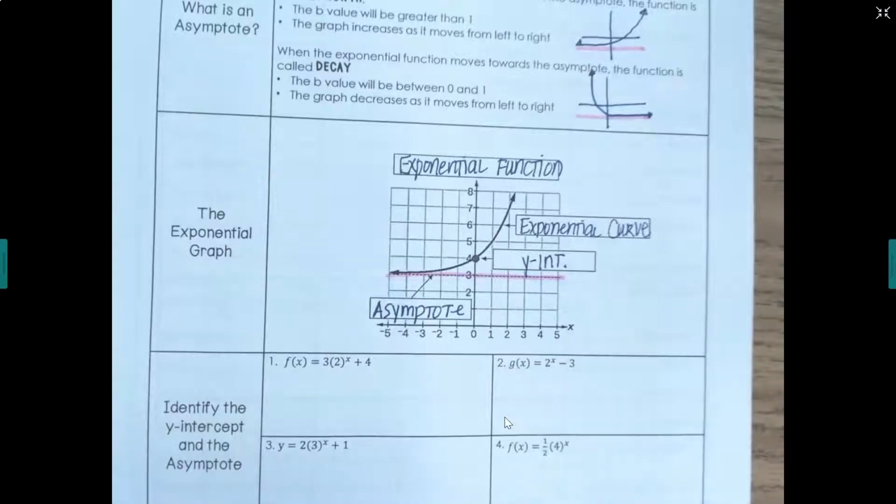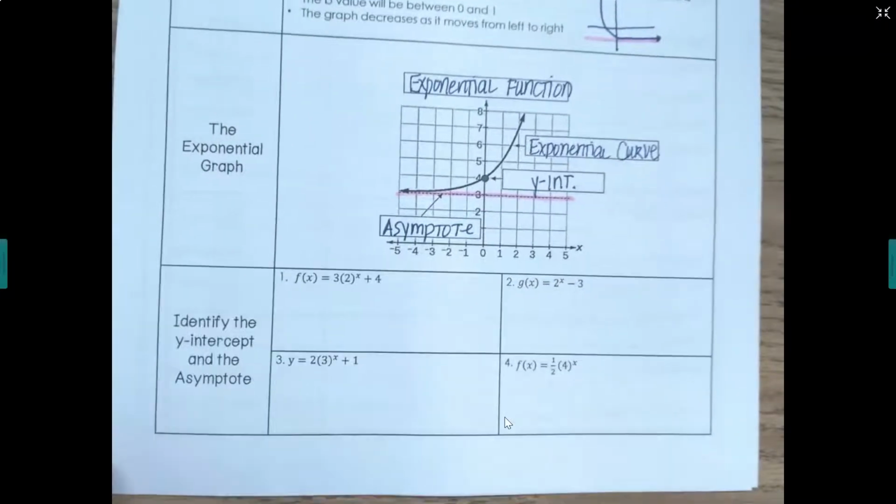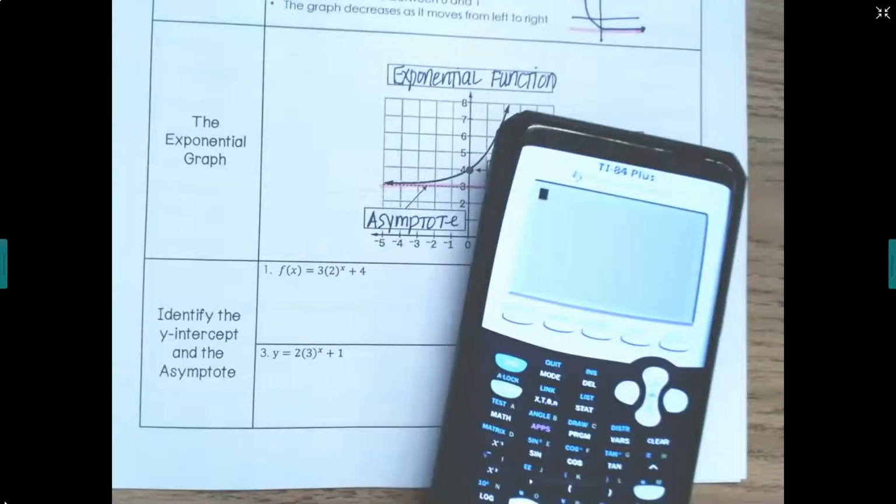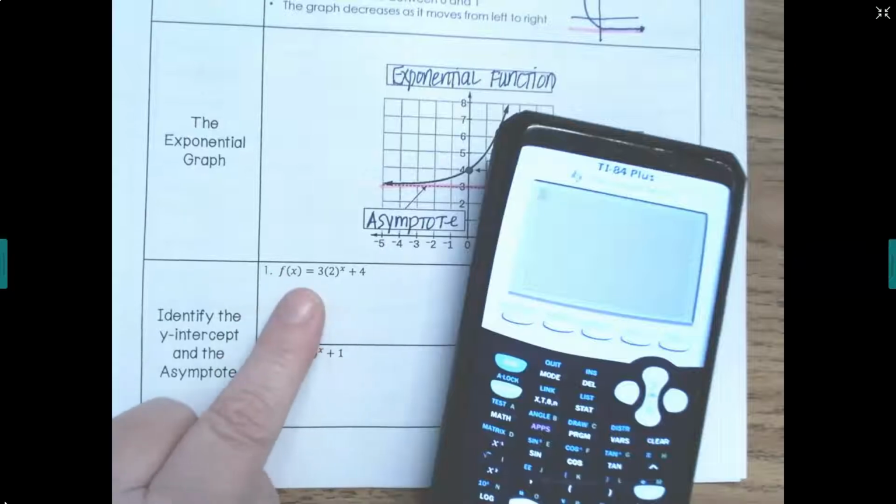All right. So what I want us to do is learn how to put our exponential functions into a calculator. So grab your graphing calculator, pause the video if you need to, and be ready to put the numbers into the calculator. All right, so with our calculator, we want to go to our number one problem here.